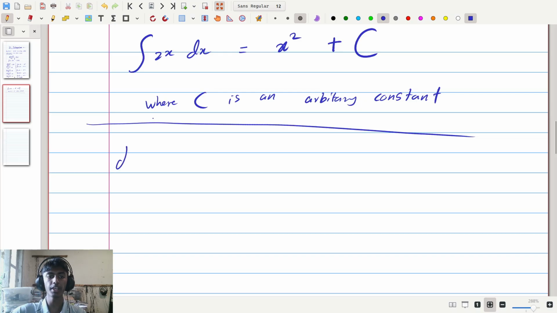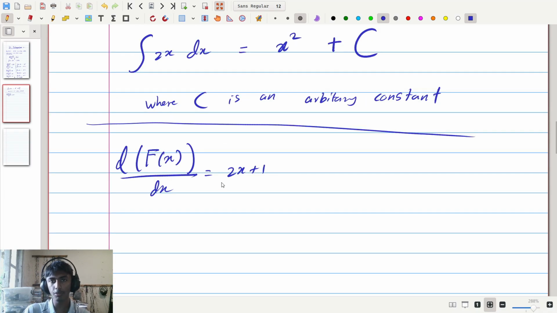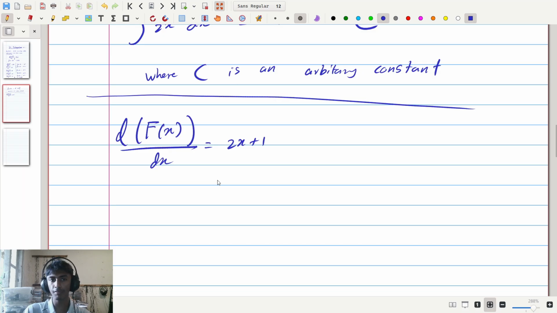For example, if I say that the derivative of capital F of x is equal to 2x plus 1, suppose I give you this information, we can, with this information, find a family of functions which capital F of x could be. However, if I give you this information and I also give you that F of, let's suppose, 0 is equal to 1, now we can use these two bits of information to find exactly what the function F of x is.